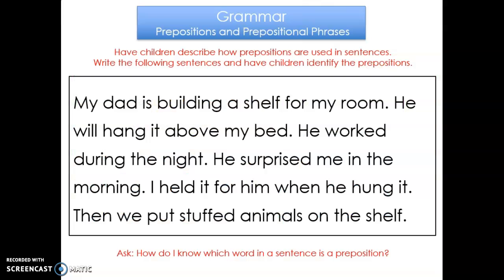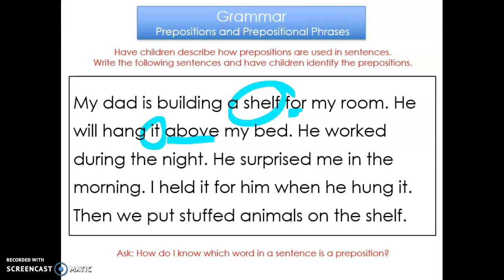Okay, prepositions. Prepositions are what tell us where our noun is. So we have my dad is building a shelf for my room. It is for the room, the shelf. Okay. He will hang it above my bed. So we are talking about it, which is the shelf, and it is going above my bed. So above is our preposition.